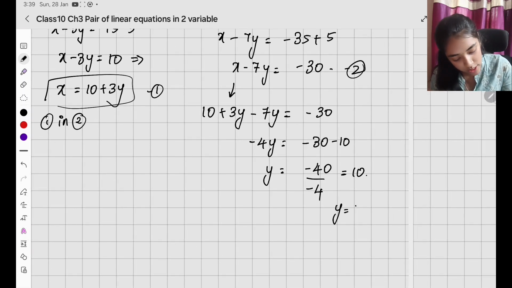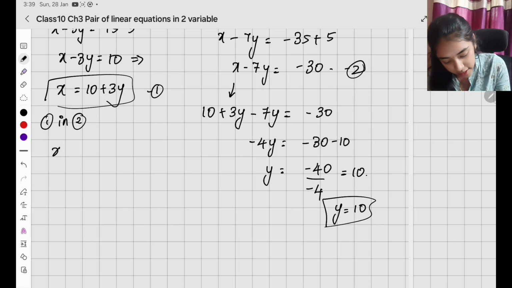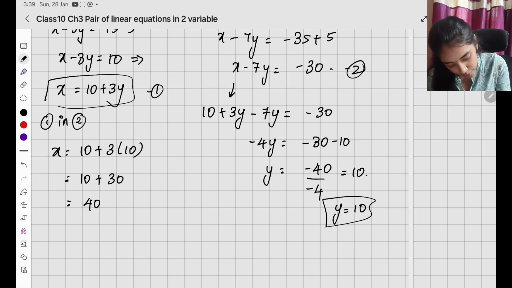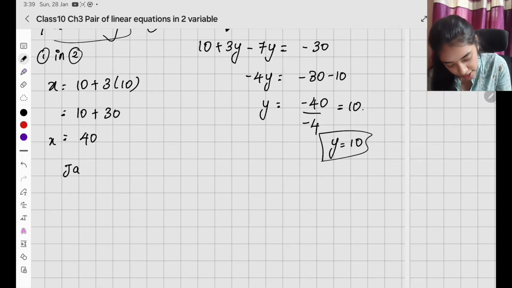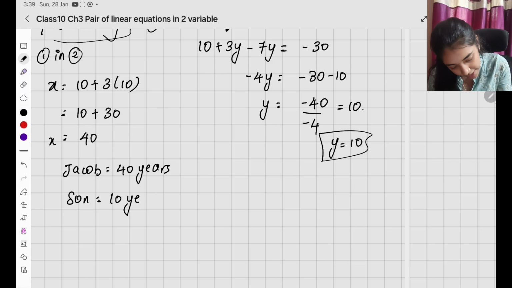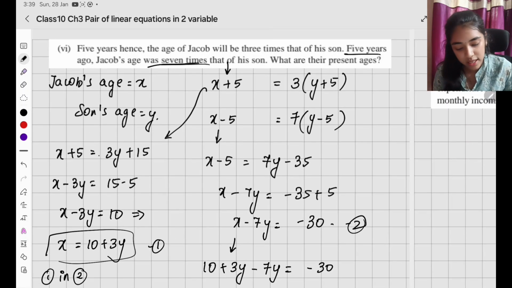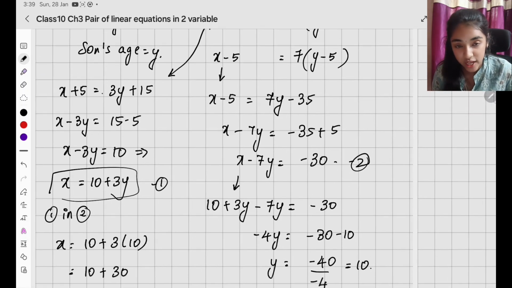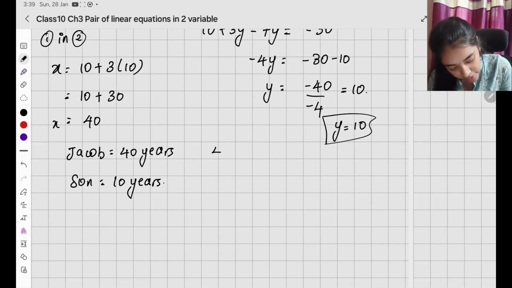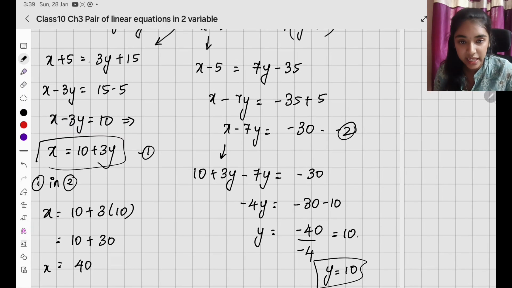If y value equals 10, then x value, x is going to be 10 plus 3 into 10. So we have 10 plus 30, which is going to be 40. So Jacob's age is 40 years and son is going to be 10 years. What does our question say? He says that 5 years hence Jacob will be 3 times his age. So 5 years from now, what will it be? 45 and 15. So we have 15 into 3. So Jacob is 3 times his son's age.